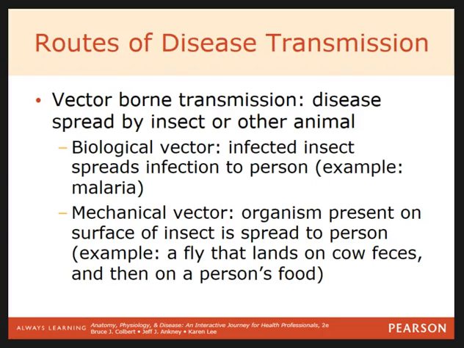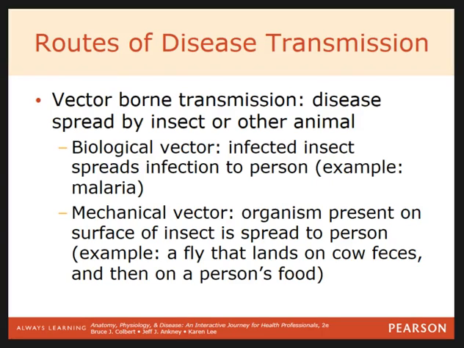Now, routes of disease transmission. It's very important to understand how disease can get transferred from one person to another. So, vector-borne transmission is disease that's spread by an insect or another animal. For example, the Zika virus. A biological vector is an infected insect. For the Zika virus, it's a specific type of mosquito. It spreads the infection to a person. Another example is malaria, which is also spread by mosquitoes.